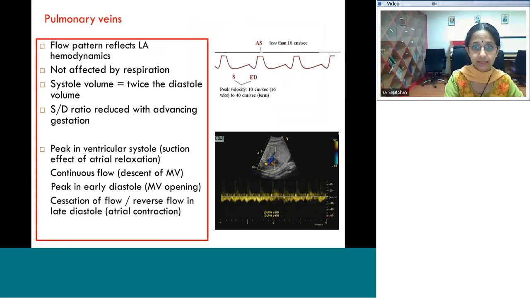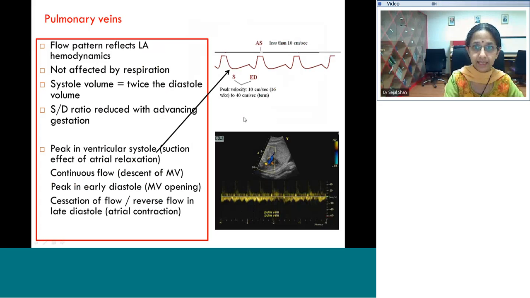Now coming down to the second important understanding, the pulmonary vein. In general, it's difficult to get pulmonary venous flow early in gestation, but as pregnancy proceeds, the pulmonary venous return becomes a shade better, up to 20% of the cardiac output, and in that situation you might be able to get a nice Doppler tracing. So again, use a color Doppler in a 4-chamber view, and then put a pulse Doppler. What pulmonary venous Doppler reflects is the left atrial hemodynamics. It is not affected by respiration during pregnancy.